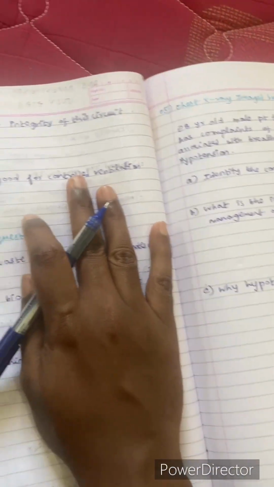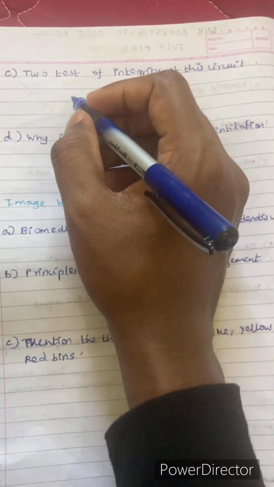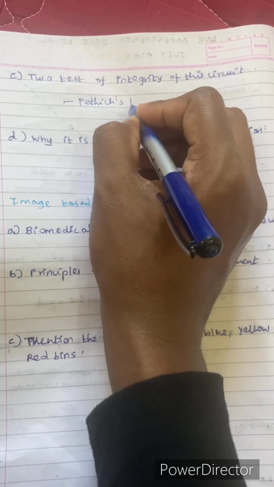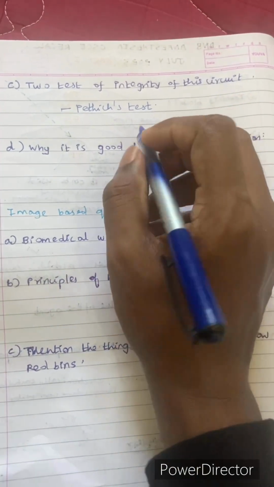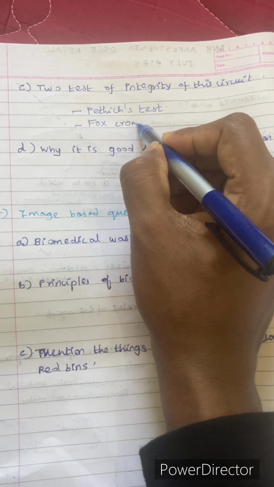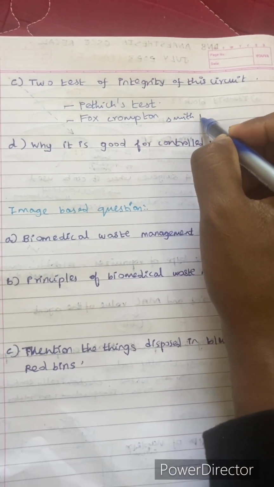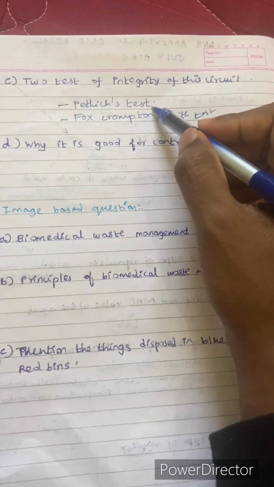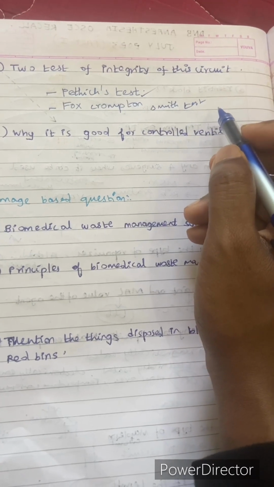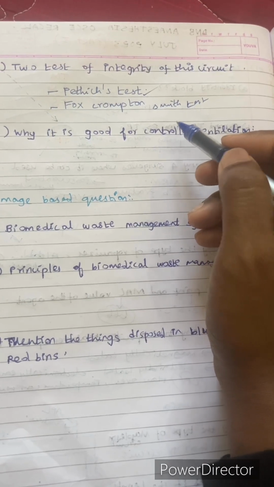Coming to the next question, which asks about testing the integrity of this Mapleson D circuit. The most commonly used test is Pethick's test, with which we can check the integrity of the inner tube. The next most common is the Fox-Crompton-Smith test, used to evaluate the integrity of the outer tube, also called the thumb occlusion test. I explained these two tests in detail in my other videos. Take a look at the Mapleson circuit videos for the full details.